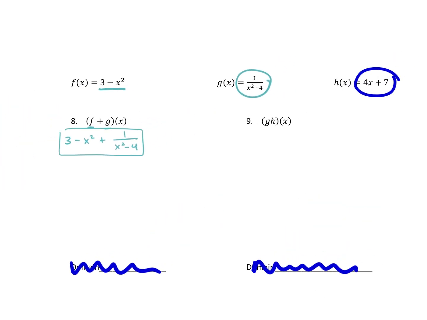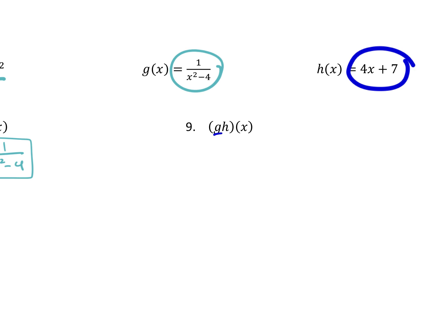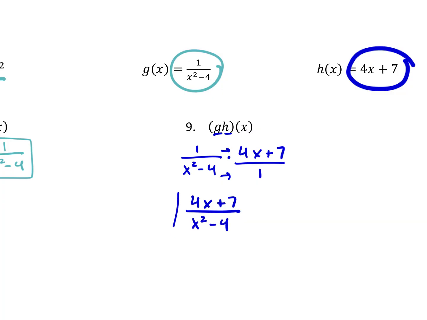Let's do number 9 next. So 9 says g times h. So our g is 1 over x squared minus 4 times h, which is 4x plus 7. When we multiply with fractions, just put the whole number over 1 and multiply the tops together and the bottoms together. So we'd get 4x plus 7 on top over x squared minus 4 in the denominator. So that would be our answer. When you're multiplying, just multiply them together.